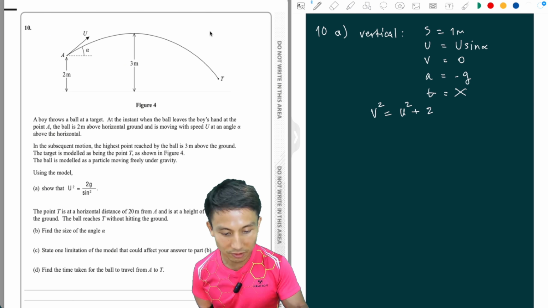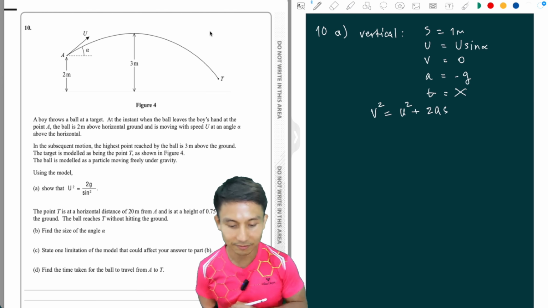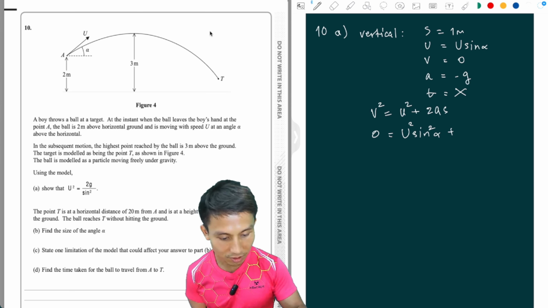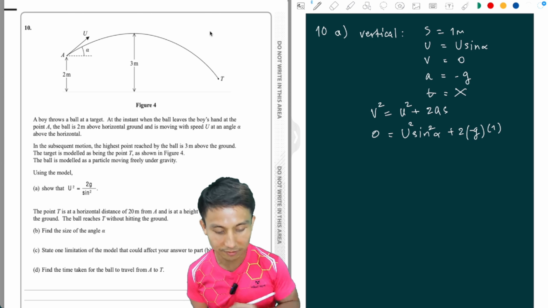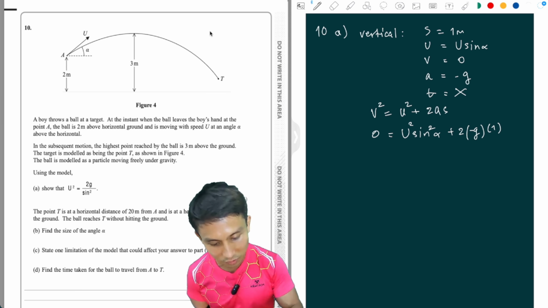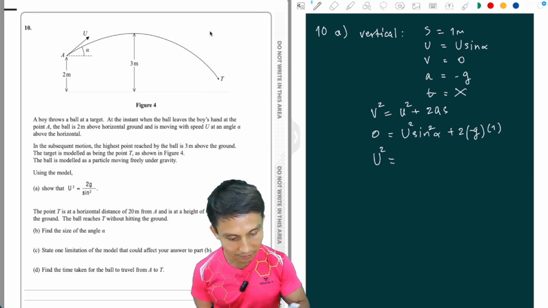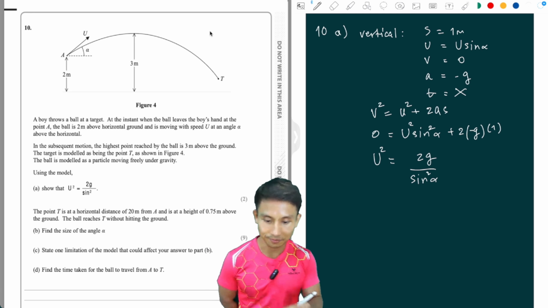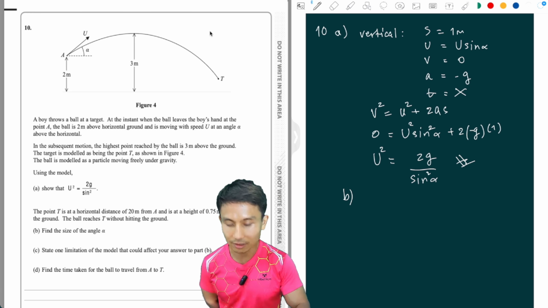Yeah, so v squared equals u squared plus 2as. So v squared is 0, u squared is capital U squared sine squared alpha, because sine is also squared there, plus 2, and then g here is a minus, and s is just 1. All right, I think that's going to lead us to the right expression there. So if we make u squared the subject, we get 2g, subtract the other side, and then over sine squared alpha. So that's not too bad. Okay, part A done. Part B.